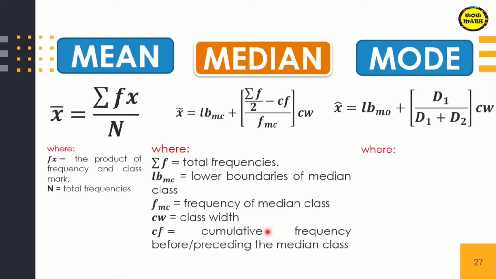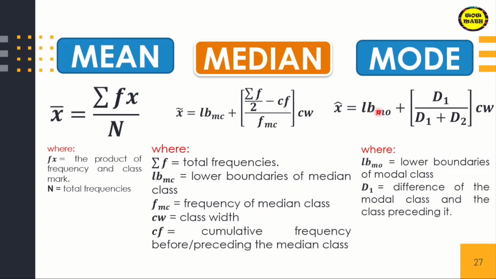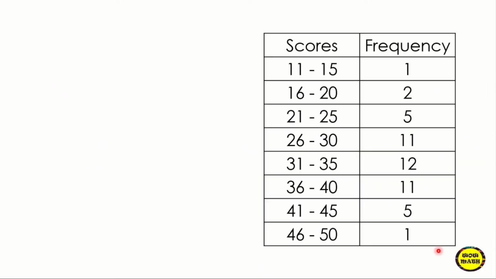Sa mode naman, ito yung formula na gagamitin natin. This is the lower boundary ng modal class natin. D sub 1 is the difference of the modal class and the class preceding it. And the D sub 2, difference of the modal class and the class succeeding it.